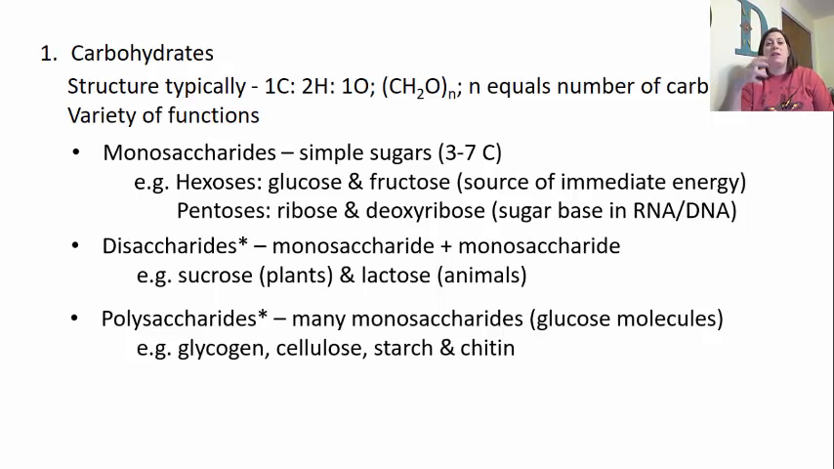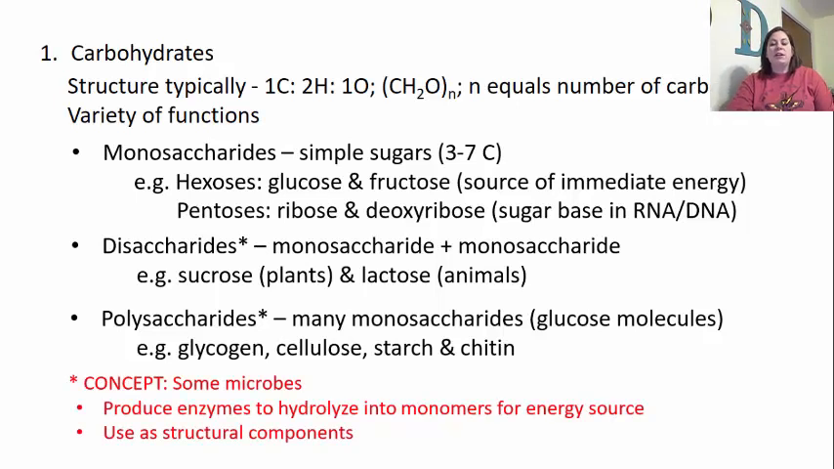They could actually be thousands that are put together. Examples of this are glycogen. This is how our body stores our extra sugars. Cellulose is going to make up the cell wall of most of your plants. And starch is what we find a lot of times in potatoes. It's a way that plants store their sugars. And we also see chitin, which is going to be part of the cell wall in fungus.